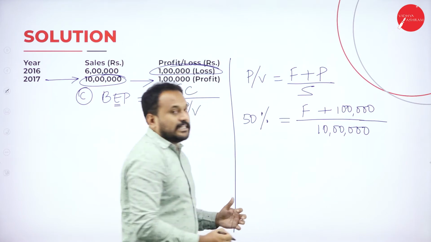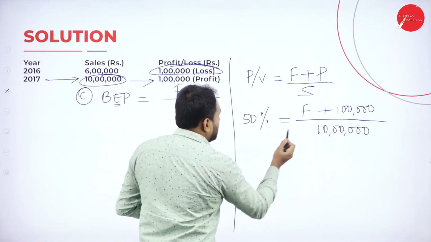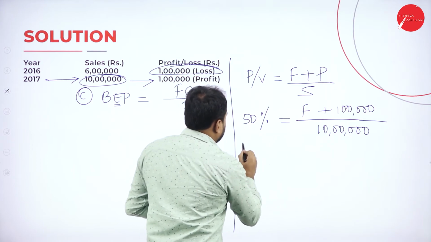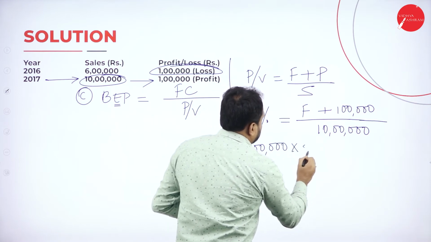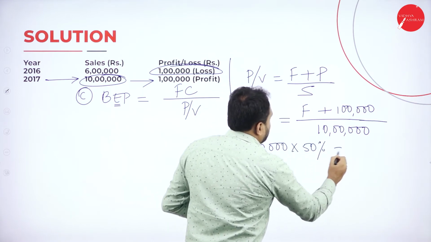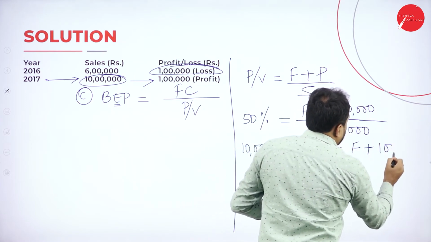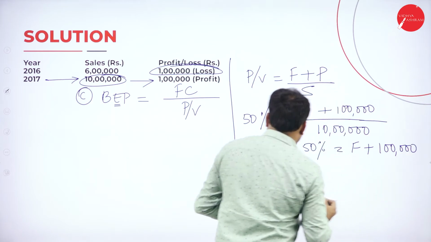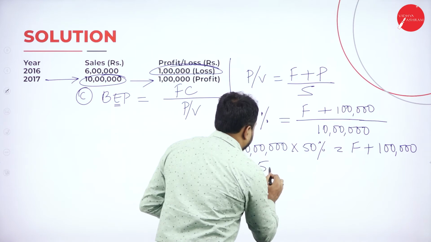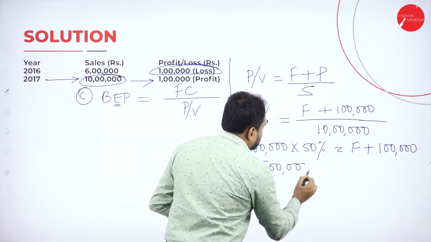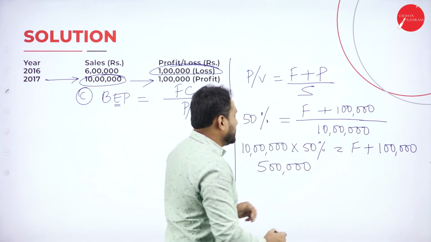Done. Now it's again the cross multiplication which we are supposed to go with. So this 10 lakh will come here, that will be the multiplication. So here 10 lakh into 50% is equal to F plus the remaining one, 1 lakh. Done. Now here 10 lakh 50% is how much? 5 lakh. So we'll write here 5 lakh. Now F, let it be here itself. 1 lakh will move here, so it is minus 1 lakh.